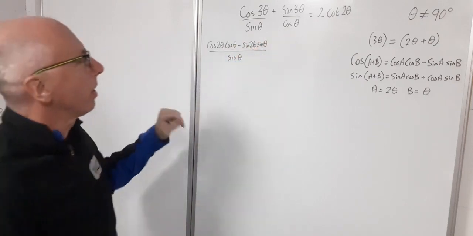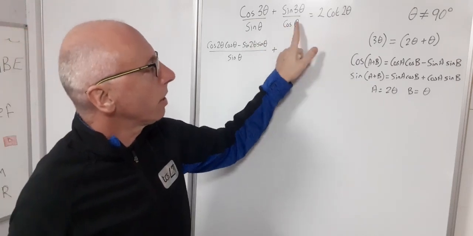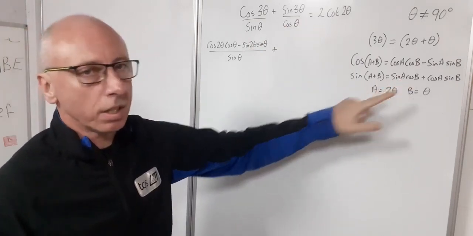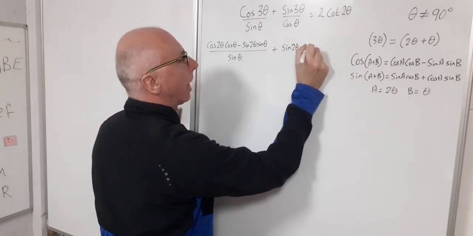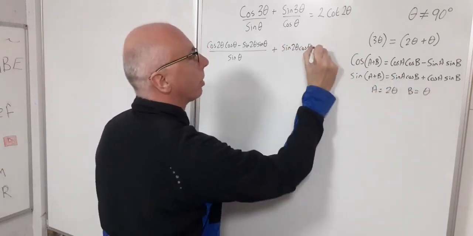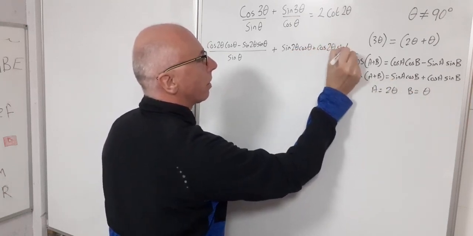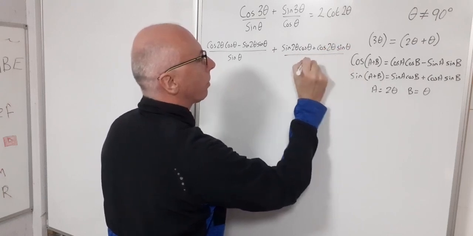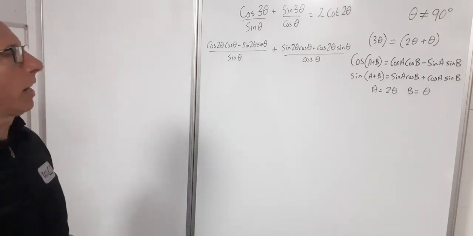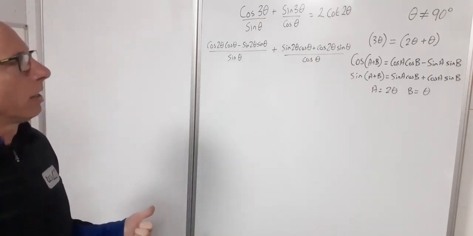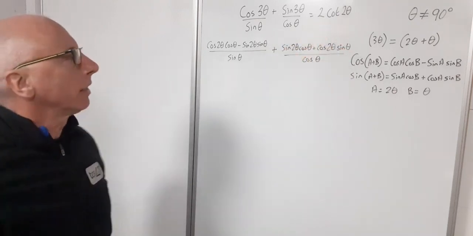Now let's do this one. So sine 3 theta, that will give us sine 2 theta cosine theta, plus cosine 2 theta sine theta, all over cosine theta. Okay, right, now that's a great start. Now we don't need to worry about this side for the moment. We're going to try and make this look like that.